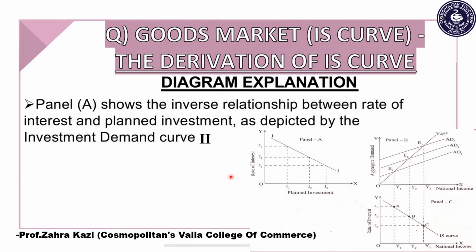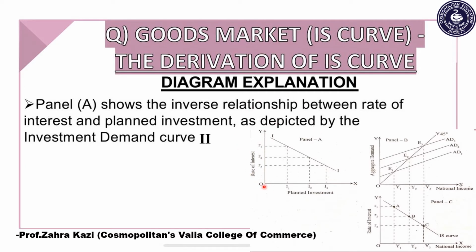Let's understand this diagram. As you can see, in this diagram there are three parts, that is panel A, panel B and panel C. You also have to understand that panel B and panel C is a continuous diagram, so you have to draw it up and down. Panel B will be upside while panel C will be downside. So let's start by understanding panel A.